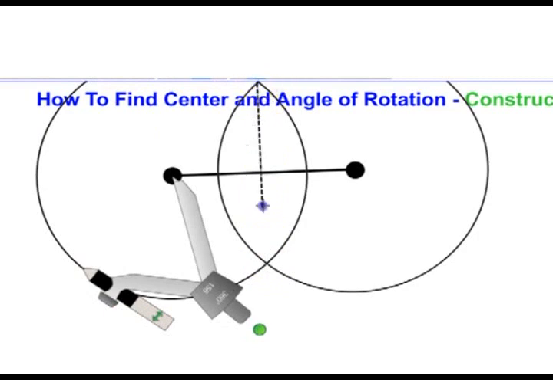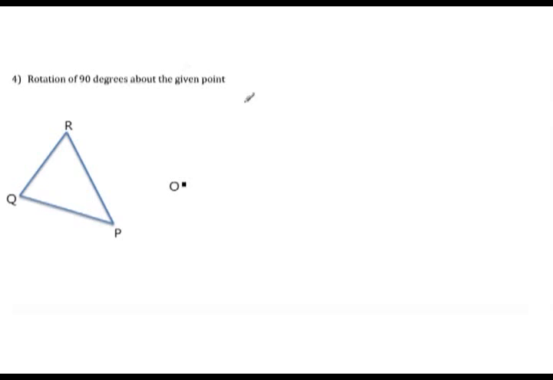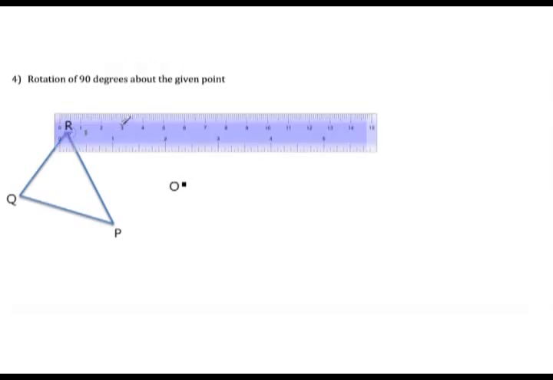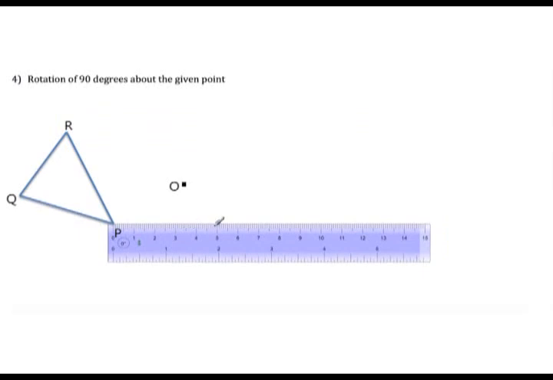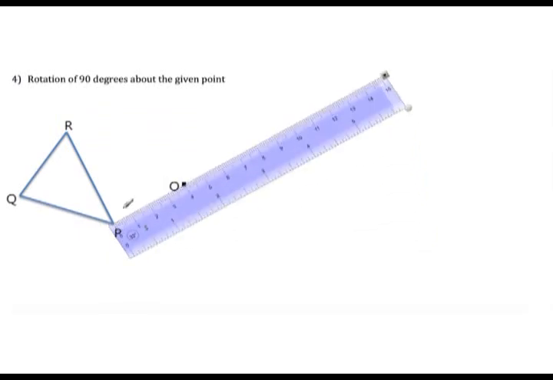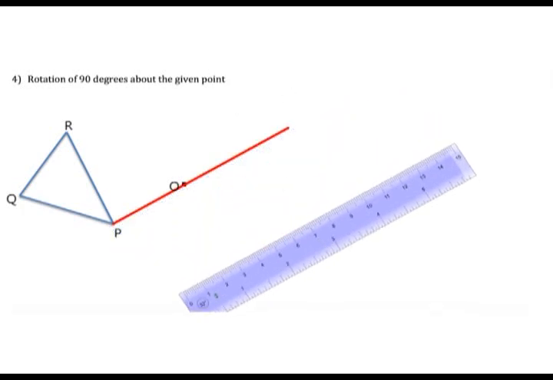Okay, so back to our triangle. We take a ruler and join the first vertex to O. I want it long enough. Now, in the previous example, I was taking the distance from the vertex to the center of rotation and reproducing it on the new line.